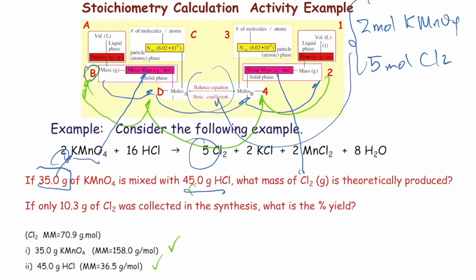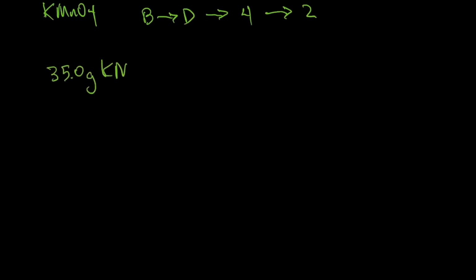So let's do the KMnO4 first. KMnO4 analysis. Remember what I told you, there's going to be 3 conversion factors, just like the last time. The first one is going to go from B to D, and then D to 4, and then 4 to 2. So according to the problem, I have 35 grams of KMnO4. And then I have 3 conversion factors. And then I have my answer, okay?